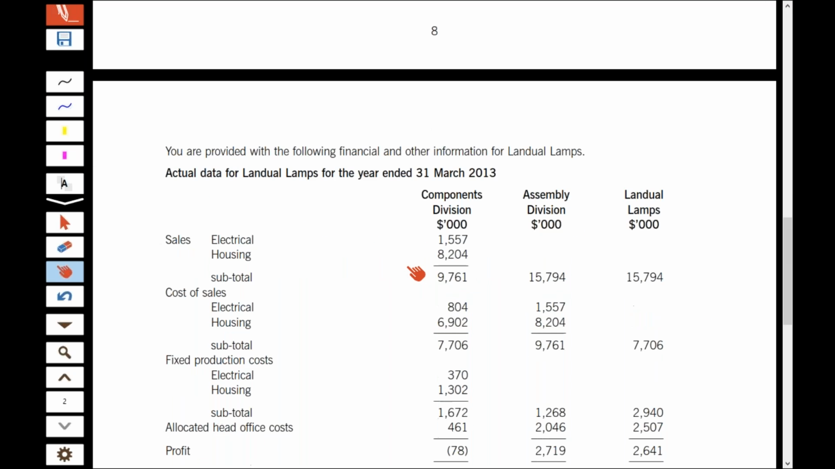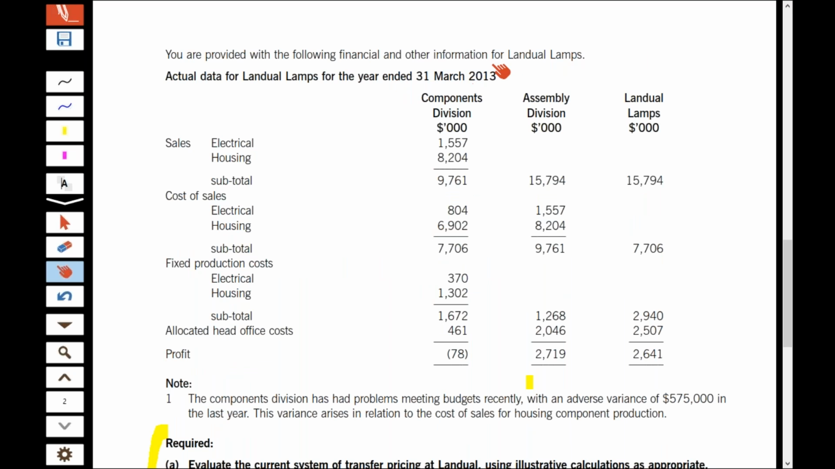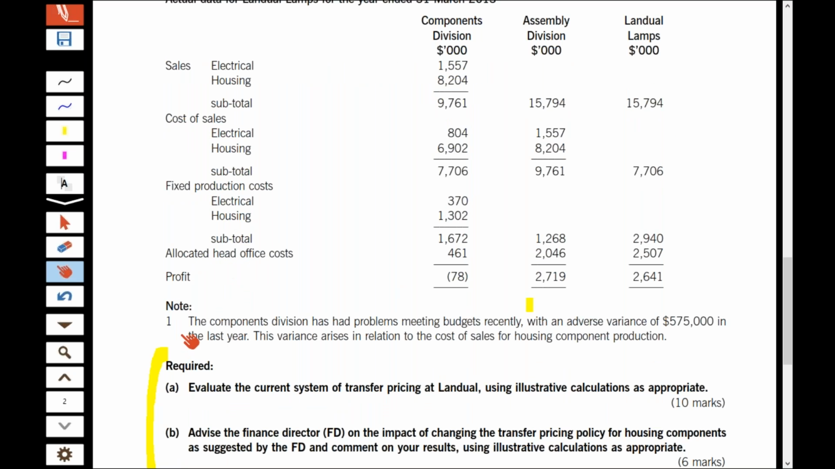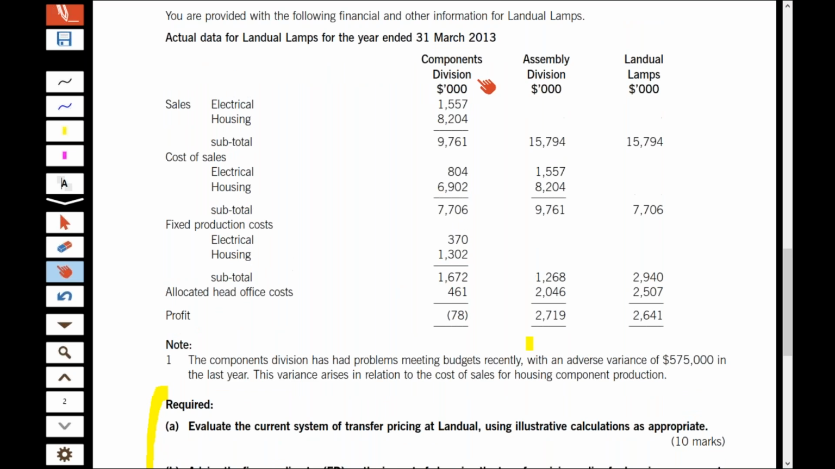We are being provided with the financial and other information for Landwell lamps, for the component division, and for the assembly division. The next thing is, it says the component division has had problems meeting budgets recently, with an adverse variance of 575,000 in the last year. This variance arises in relation to cost of sale for housing component production.